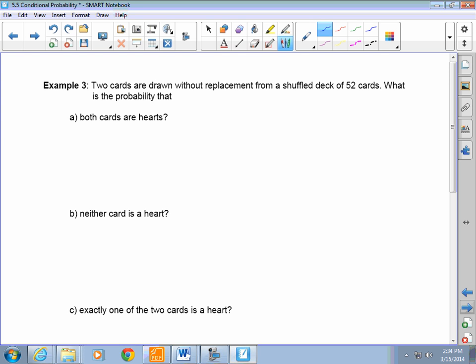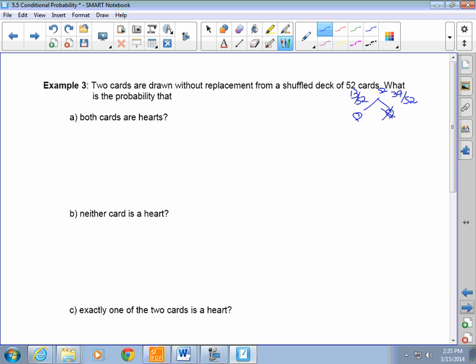So if I think of this as the tree diagram, we've got our 52 cards here. So probability of a heart, probability of not a heart. The probability that the first card drawn is a heart would be, sorry, I did that on the wrong side, that should be 13, because there are 13 hearts in a deck. So 13 out of 52. Probability of not getting a heart would be 39 out of 52.